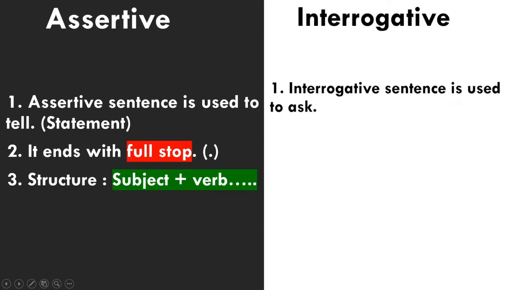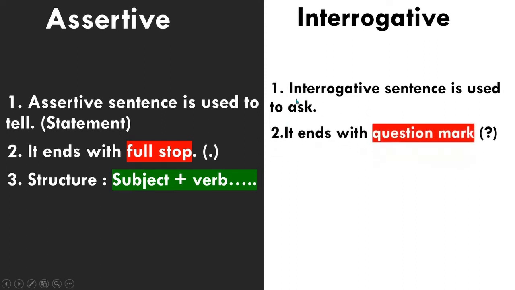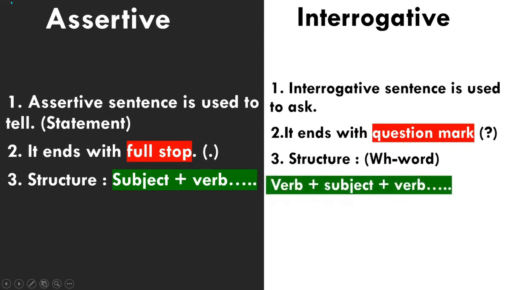So as assertive is used for telling something, so interrogative is used to ask something. Here we use full stop, and in interrogative we use question mark. The structure of assertive is subject plus verb, whereas the structure of interrogative is verb plus subject plus verb. If WH words are there, they are used in the beginning before first verb.